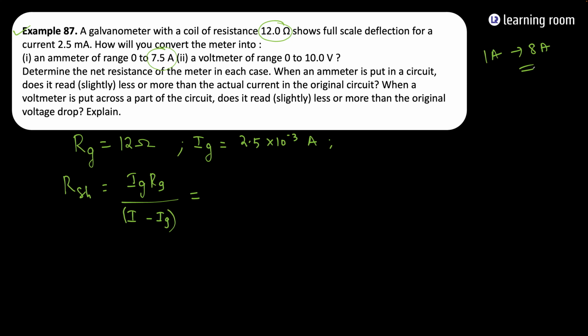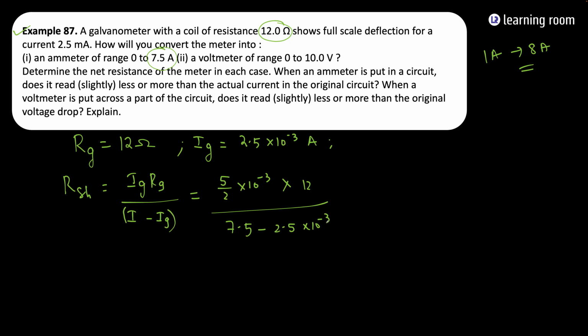Basically, for these measuring devices, it's 0 only, unless they want to confuse you. If at all it comes, I'm saying. So here, 7.5 minus 0 is what you need to substitute. So Ig is going to be 5 by 2 into 10 power minus 3 into Rg is 12, the whole by I minus Ig, 7.5 minus 2.5 into 10 power minus 3. See, 2.5 into 10 power minus 3 is a very, very small value.